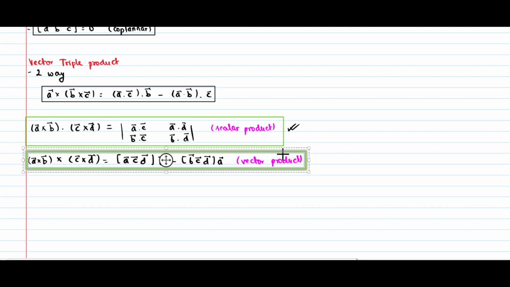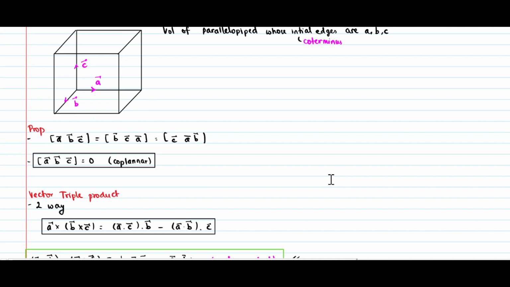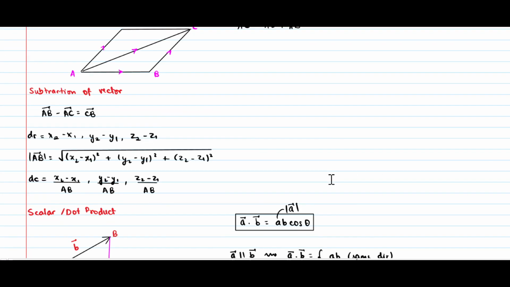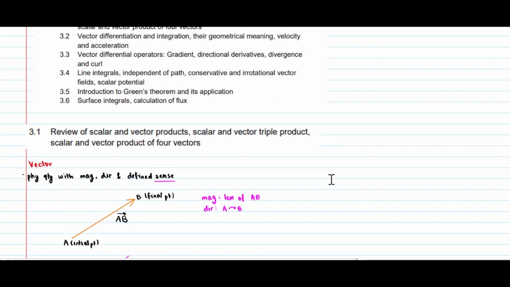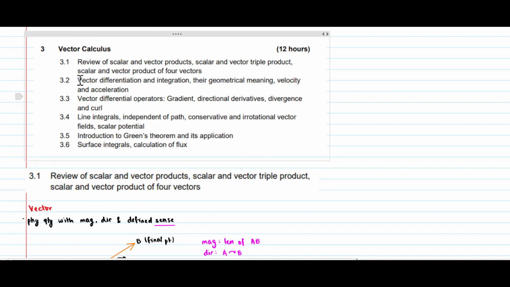That was the first points, everything that we learned. I hope you have noted down, since you would need it if you're learning this. This was the review of scalar and vector products, scalar and vector triple products, and scalar and vector product of four vectors. In the next class, we are going to learn about vector differentiation and integration, their geometrical meaning, and velocity and acceleration.